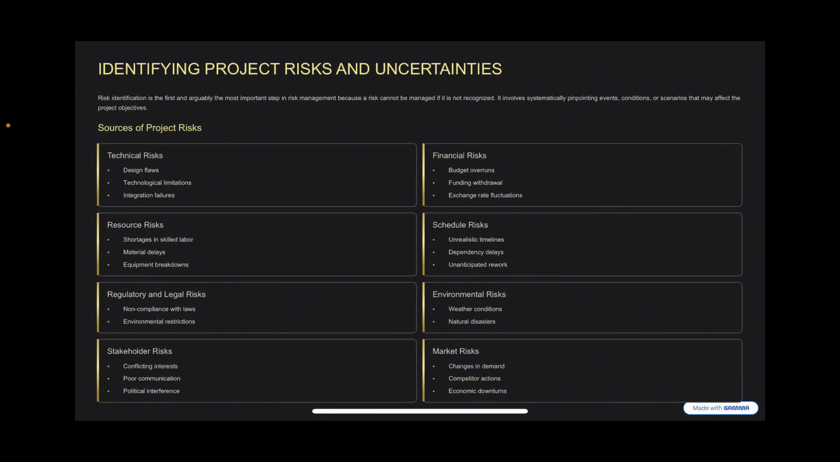Then we have the environmental risk, which is the weather condition, which can affect construction jobs, and there are limitations you face. During rainy season as a contractor, there's a limit to the amount of job you can push regardless of the amount of resources you have available. So we have the environmental risks: weather condition, natural disaster.